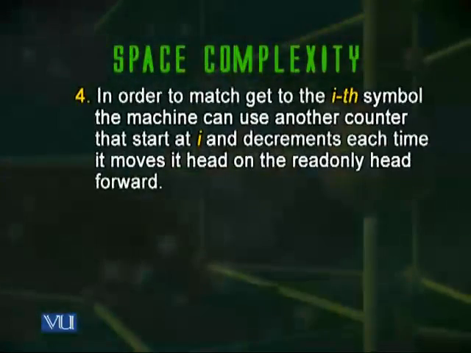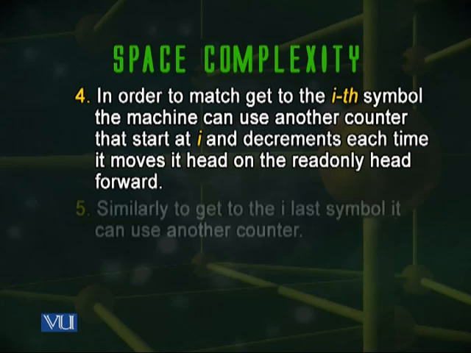Well, how can it move i characters? How can a Turing machine move i characters and keep track of it? The answer is it can do that very easily by keeping another counter. In order to match the ith symbol, the machine can use another counter that starts at i and decrements every time the machine moves its head forward on the read-only tape.